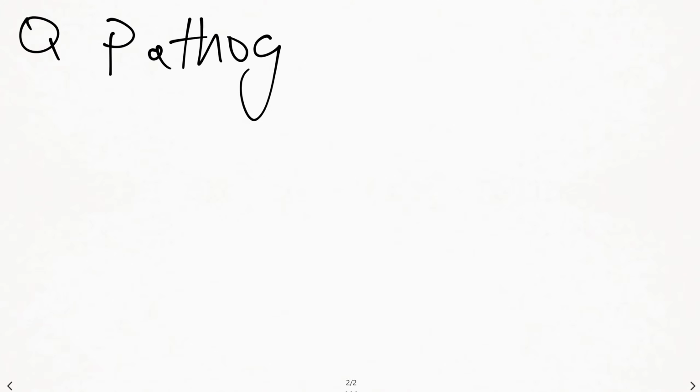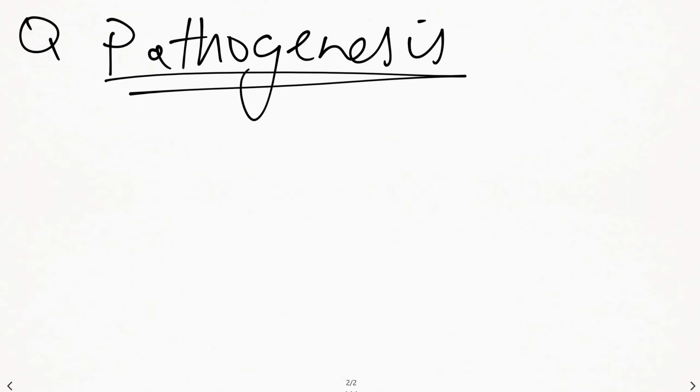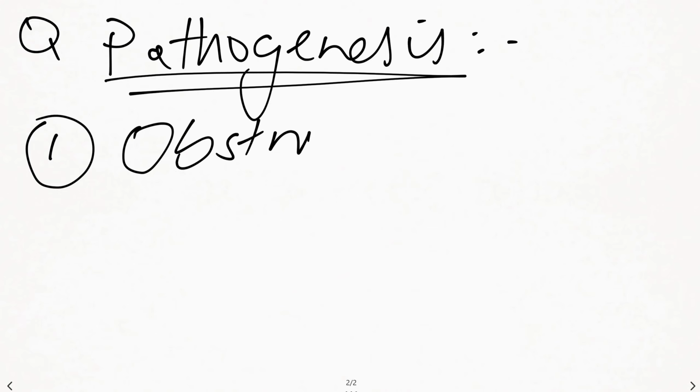The next question will be: tell us about the pathogenesis. How does acute pancreatitis happen? There are many mechanisms thought to be responsible here. We'll speak about the most important one. The most common reason that leads to acute pancreatitis is pancreatic duct obstruction. Duct obstruction is the most common cause here, and gallstones are mainly involved.